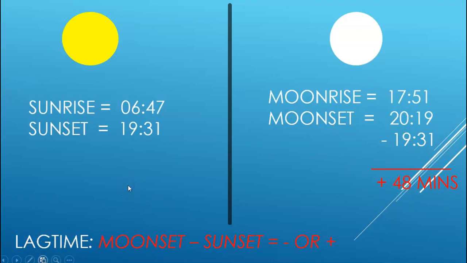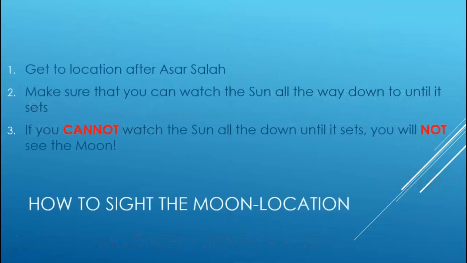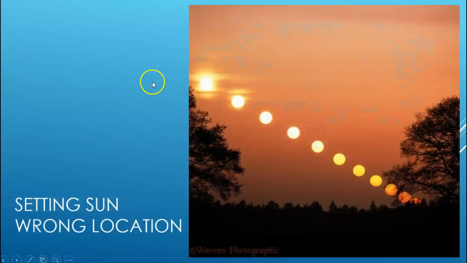So how do you actually sight the moon? You go to a location after Asr Salah, and then you watch the sun go down all the way until it sets. If you cannot watch the sun all the way until it sets, you will not be able to sight the moon. Now I will show you two pictures of watching the sunset. This is the first picture. It is a bad location for trying to sight the new crescent or the moon because these trees are in the way. You don't want to use this location.